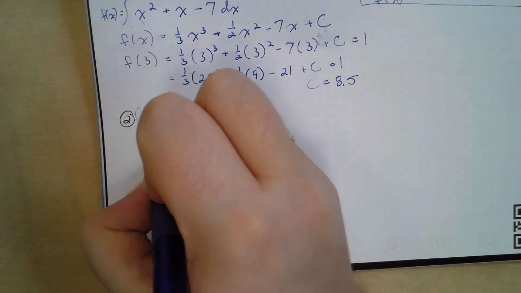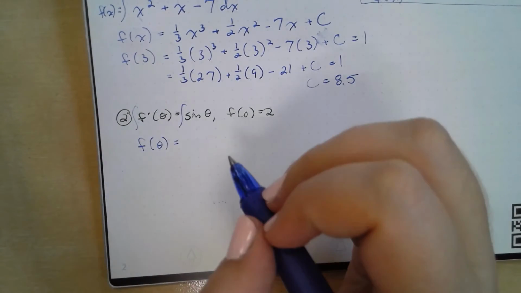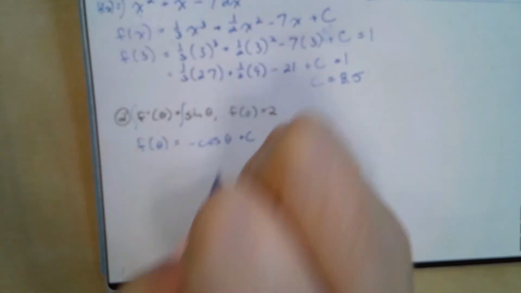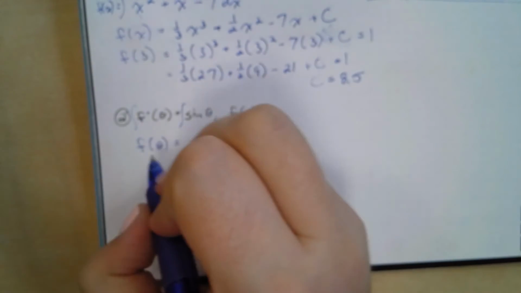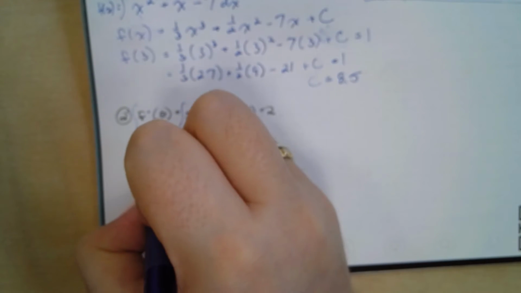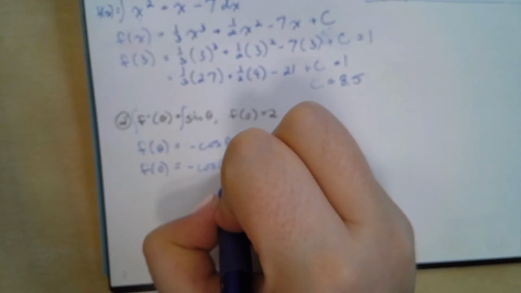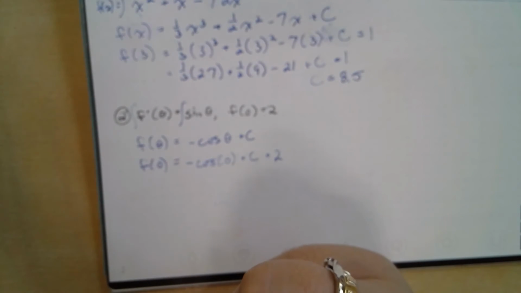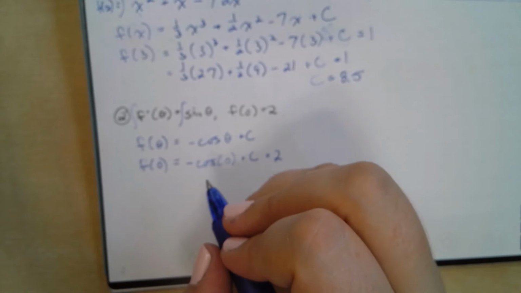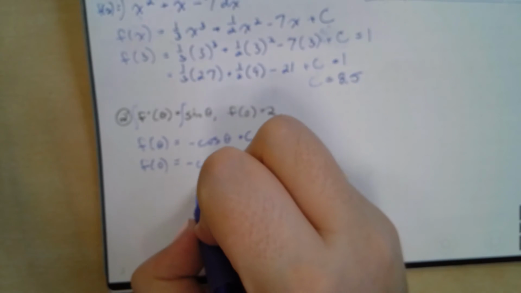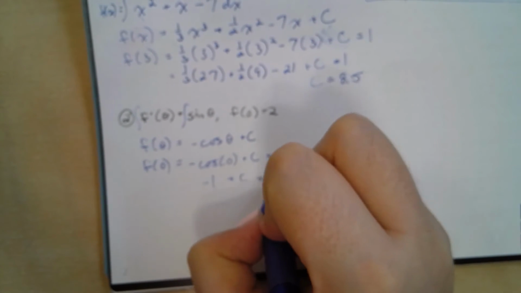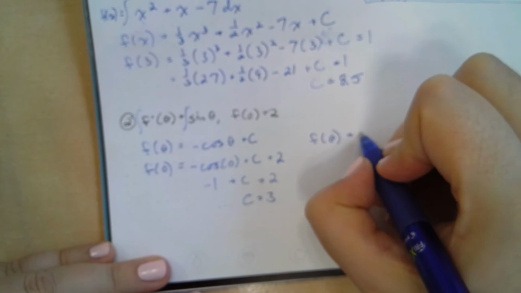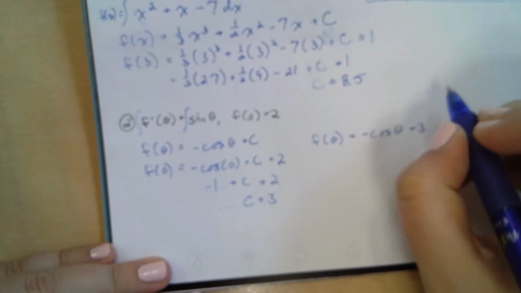So f of theta is going to be equal to negative cosine theta plus c, all right? Now f of 0 is going to be equal to the negative cosine of 0 plus c, and all of that's going to equal 2. Well, cosine of 0 is 1, so we're going to have negative 1 plus c is equal to 2. So c is equal to 3. So our whole function, f of theta, is equal to negative cosine of theta plus 3.